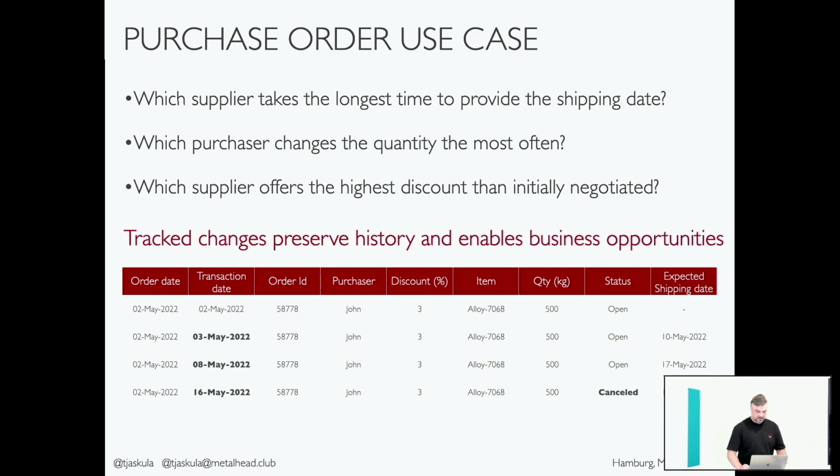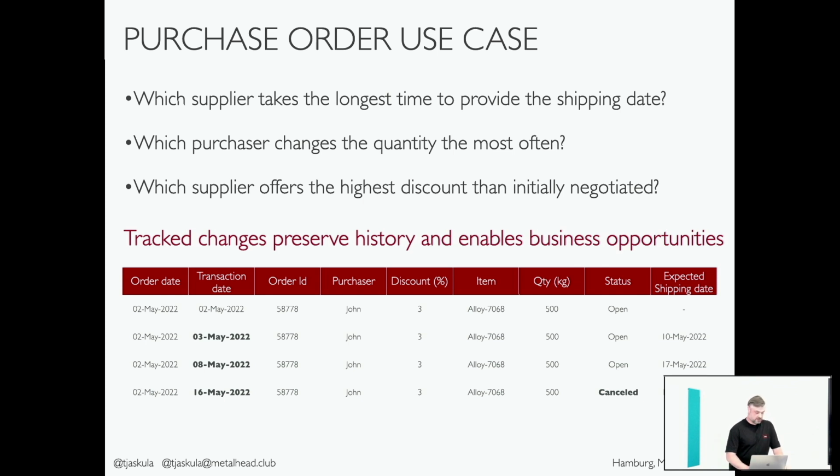The first line is we just open the order, then the next two lines, the delay shipping date, the shipping date was delayed, and finally the last line, the order was cancelled. So without the tracking, we would only see the last state that was calculated and the order was cancelled. So the history of slipped expected dates would be completely lost.